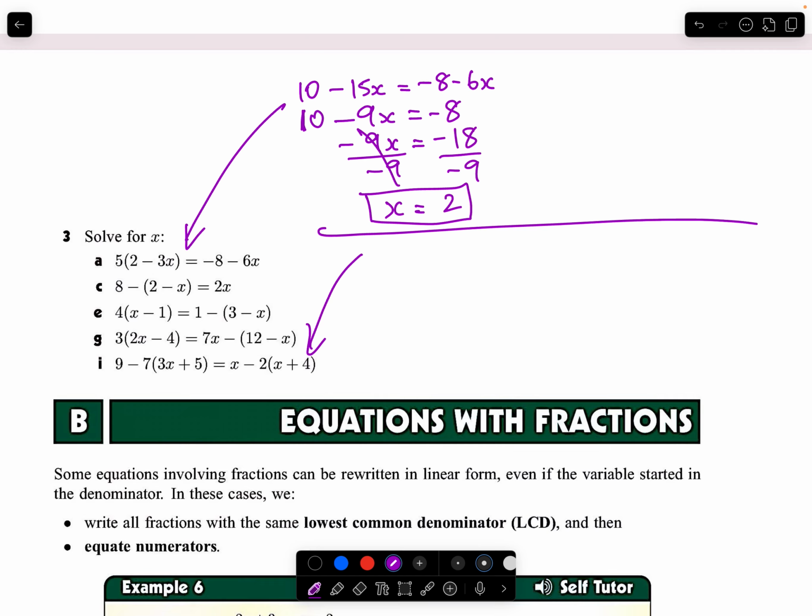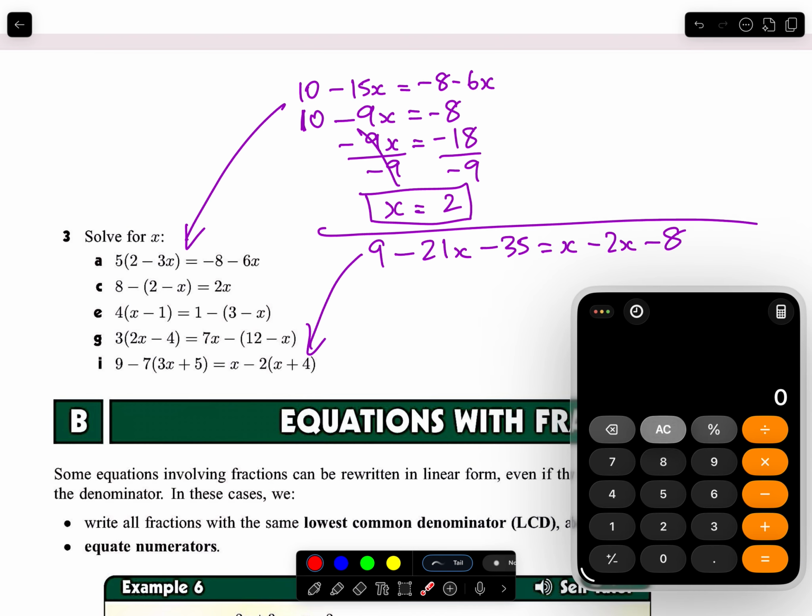Expand the brackets. Negative 7 times by 3x is going to be negative 21x. Negative 7 times by 5 is going to be negative 35 equals x. Negative 2 times by x is going to be negative 2x. Negative 2 times by 4 is going to be negative 8. Let's collect terms. I have two numbers here. I've got 9 take 35. I suck at subtraction, so I'm going to use the calculator. 9 take 35, I'm going to have negative 26 on the left-hand side. I didn't do anything with the negative 21x, so just leave it.